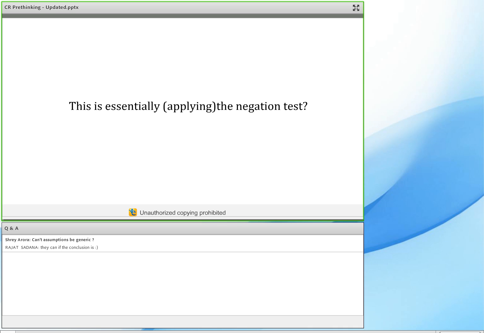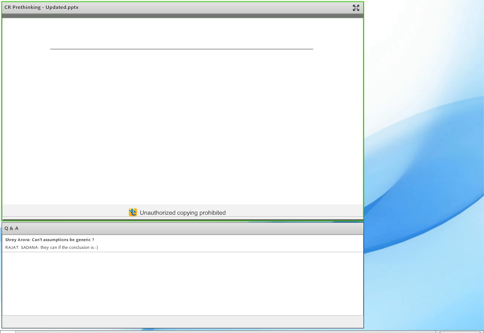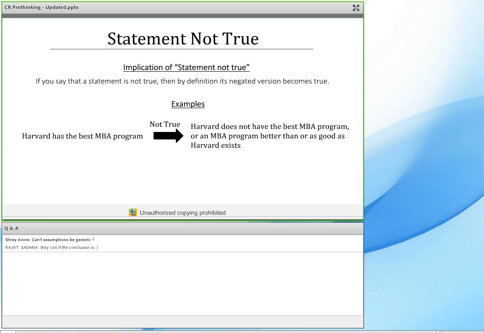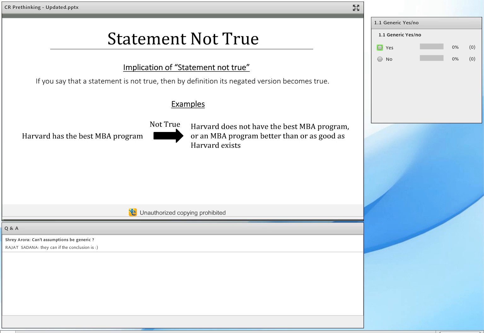Okay. Now the key thing to understand really is, when you say that a statement is not true, why do we say that the negated instance automatically becomes true? Let's see that with an example. If you say that Harvard has the best MBA program, and if that's not true, by definition what it really means is that there's an MBA program which is either better than Harvard or as good as Harvard. Think about it. When you say that the statement, Harvard has the best MBA program, is not true, its negated version automatically becomes true. Can you see that in this example?